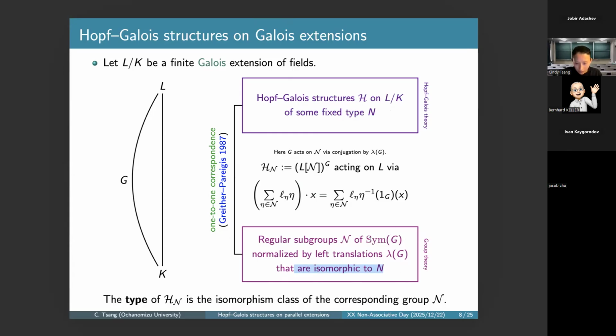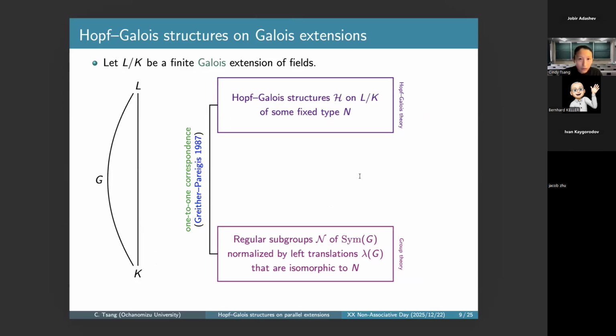So this is a nice correspondence, but it could be difficult to work with sometimes because the symmetric group of G is really big. And you have to find the regular subgroups, and you need to figure out which of them are normalized by the left translations. So instead of using this, there's another result due to Nigel Byott.